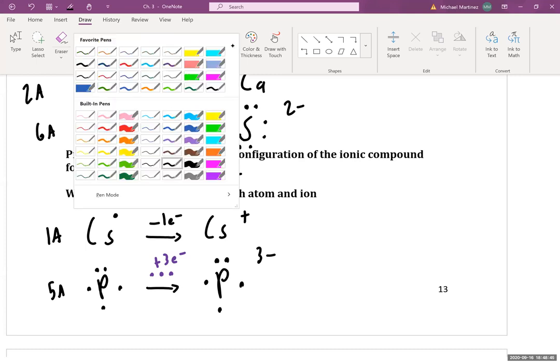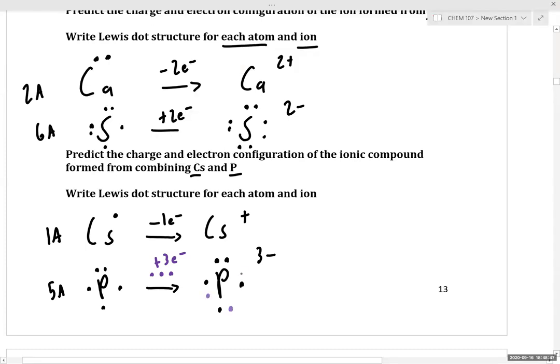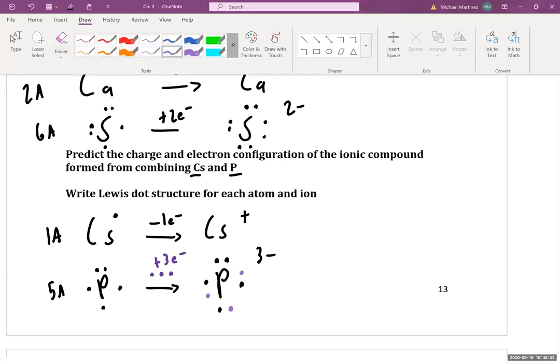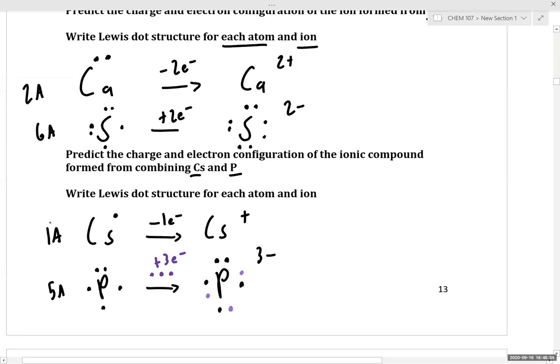Professor, I don't understand the gain and the loss. Like, where do we get that from? Well, so metals such as cesium prefer to lose electrons, and non-metals like phosphorus prefer to gain electrons. And we gain or lose electrons to reach an octet, which is 8 electrons total. Does that make sense?